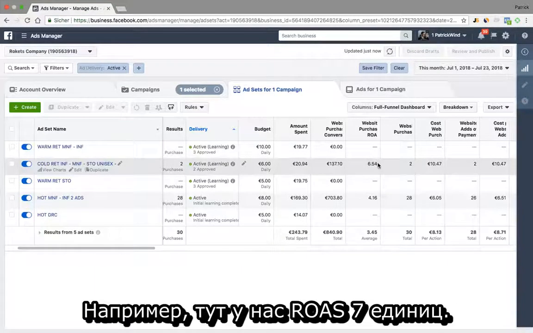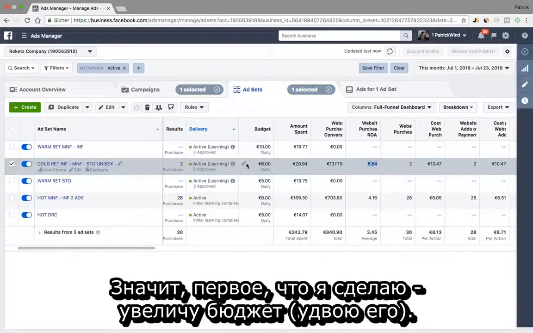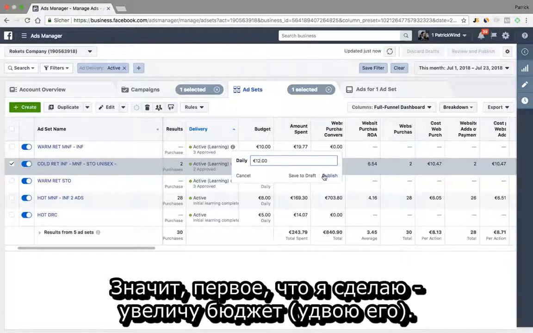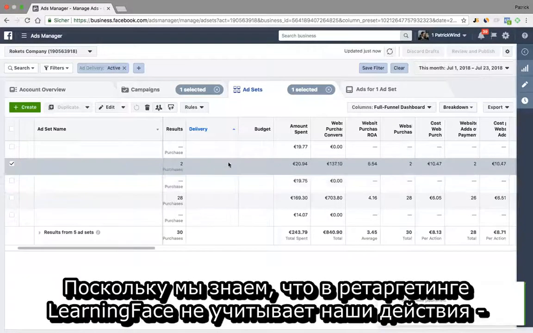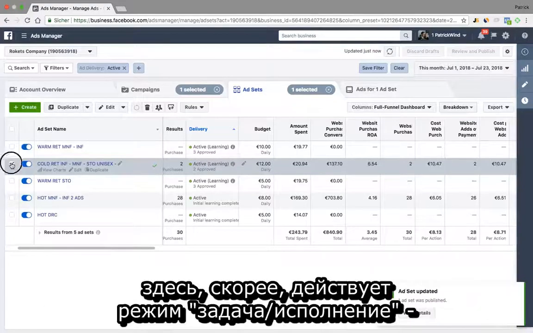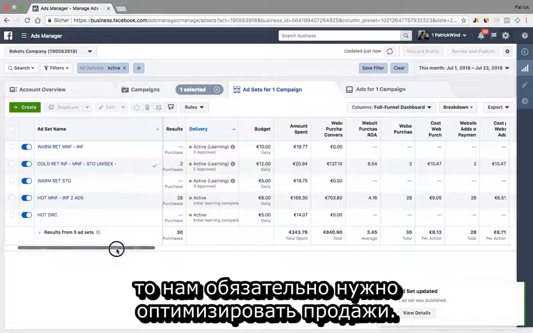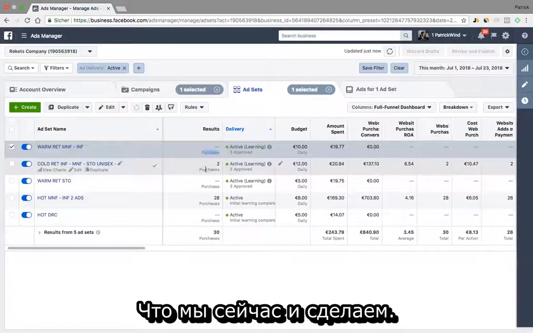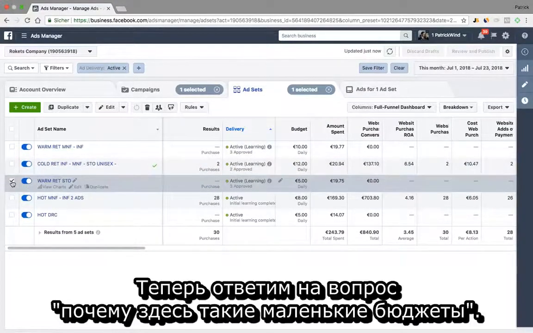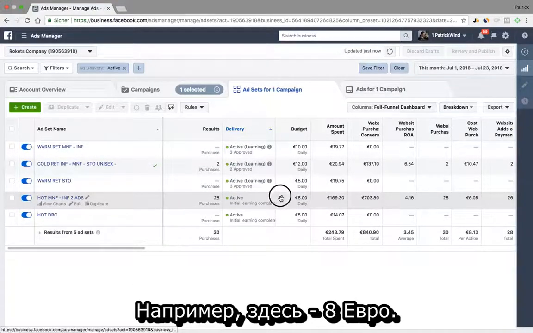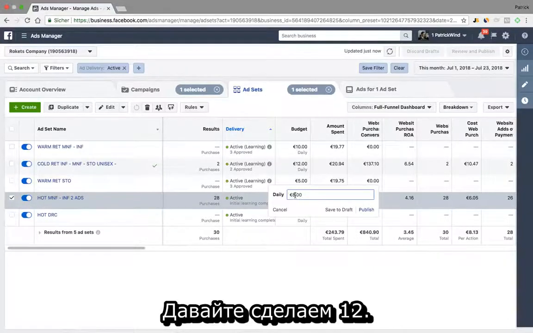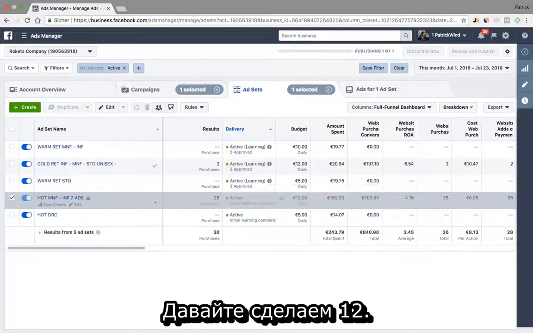So for example, this one has a ROAS of 7. So the first thing I would like to do is already increase this one. It's even double this one, because we know in retargeting the learning phase doesn't matter to us. It's much more about the order effect. Therefore, we really should always optimize on purchase, which we do nicely here. Okay, and now the question is why we have so low budgets here. For example, here of 8 euros. Let's also make this one 12, for example.